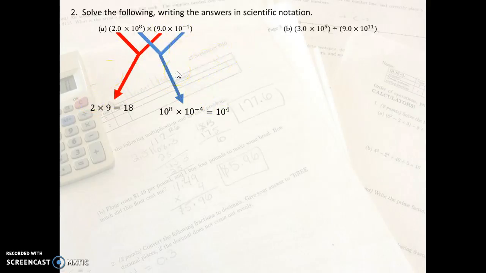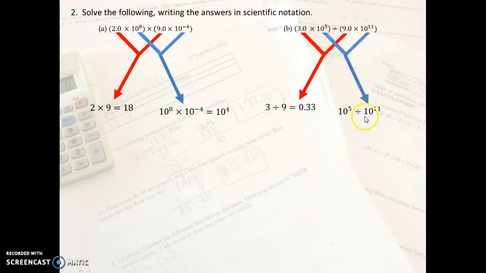Kind of you got to divide and conquer, so to speak. Looking over here, I'm seeing the same thing. 3 divided by 9. Calculator gives me 0.33. Nice and easy. And then I'm looking at the exponents over here. I say 10 to the 5, 10 to the 11.